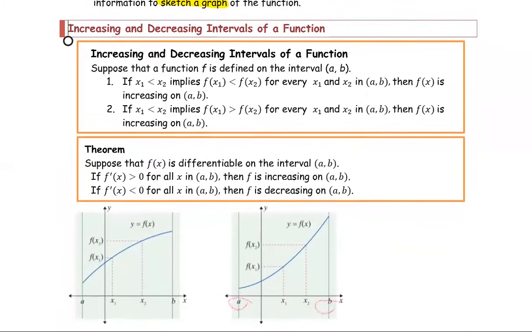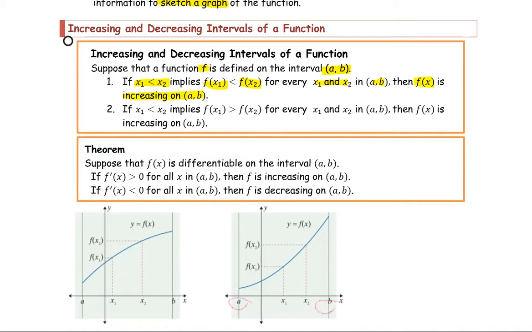Let's see the increasing decreasing interval of a function. By definition, suppose that a function f is defined on the open interval (a,b). Definition number one: if x1 is less than x2 implies the function at x1 is less than the function at x2 for every x1 and x2 on the open interval (a,b), then the function f of x is increasing on (a,b).